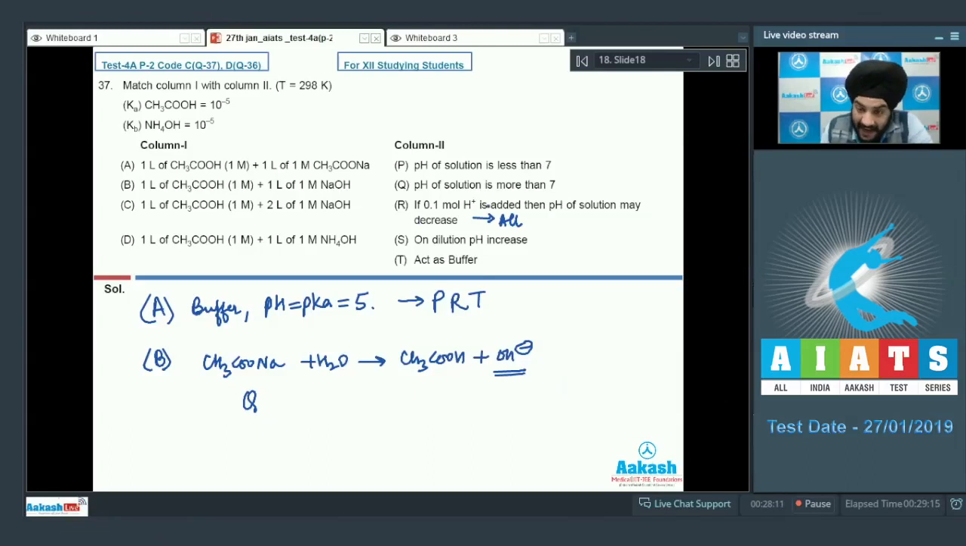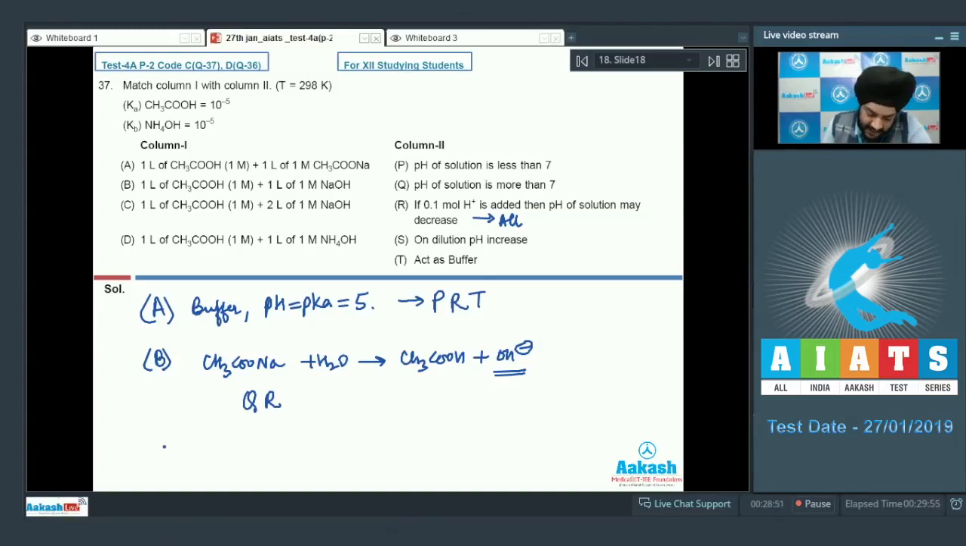And if we talk about R, it has to be matched with every single option. If we talk about the S option now, on dilution, the pH increases. On diluting the system, the OH minus ion concentration will also decrease. So if the OH minus ion concentration decreases, then the pH of the solution shall also decrease and not increase as mentioned in the option. So S will not be a match and T will also not be a match. So the correct matching for option B is Q and R.